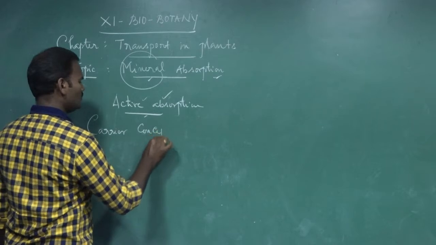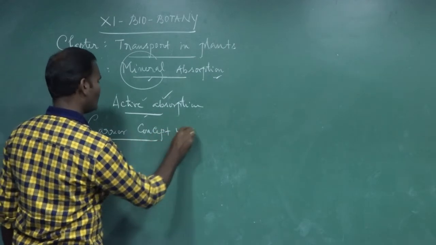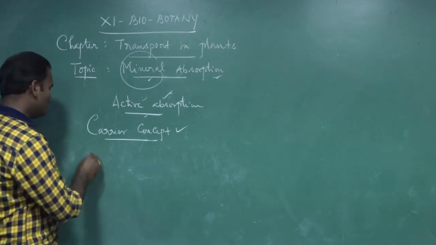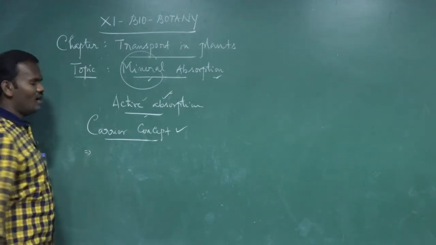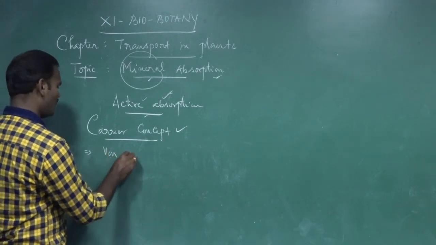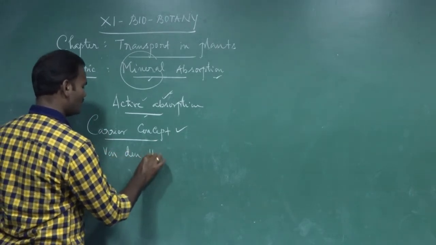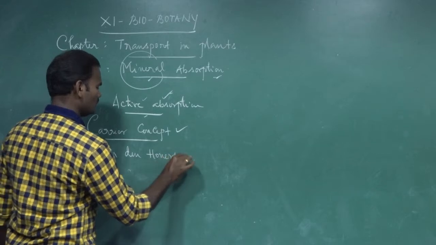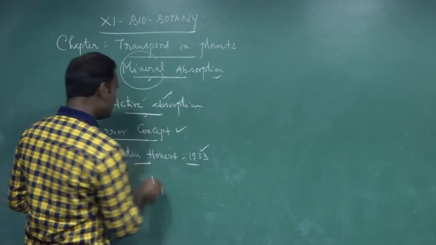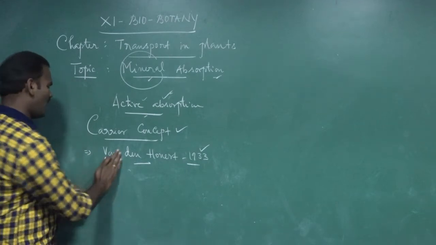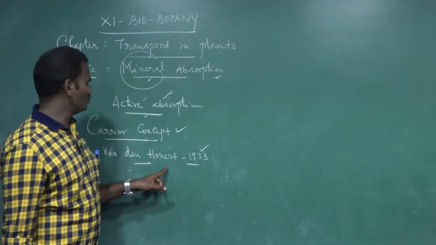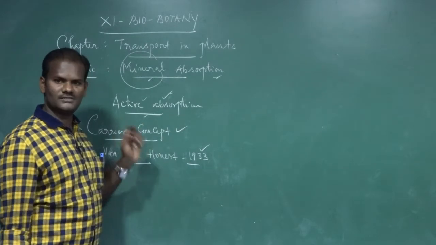Carrier concept. How can we explain this active absorption through carrier concept? This carrier concept was first proposed by Van den Honert in the year 1933.